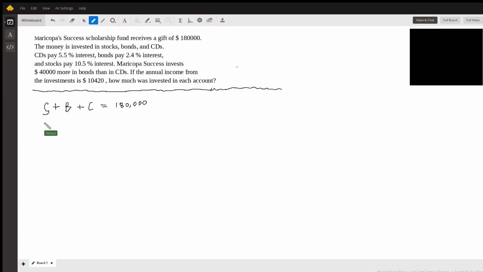Stocks is 10.5%, so that's 0.105 times stocks. Plus the bonds are paying 2.4% times bonds. Plus the CDs are paying 5.5%. And the total amount of interest that they're earning is 10,420.